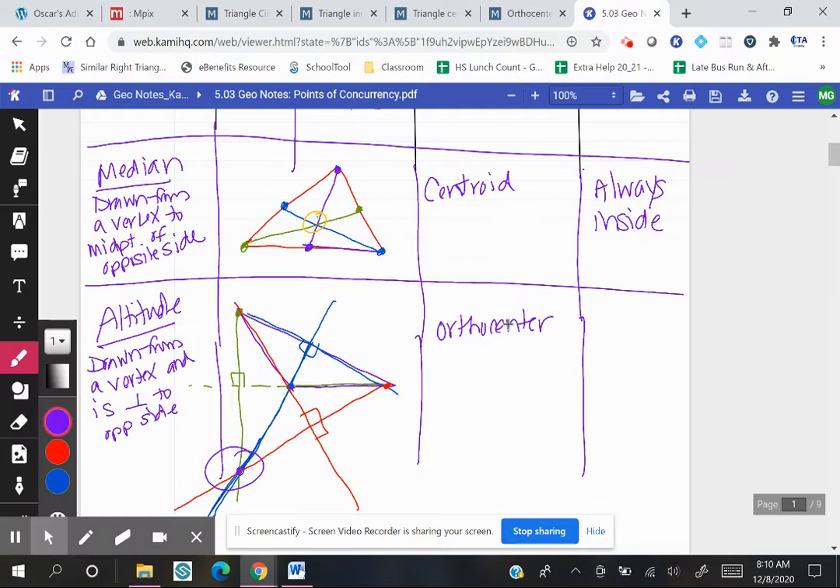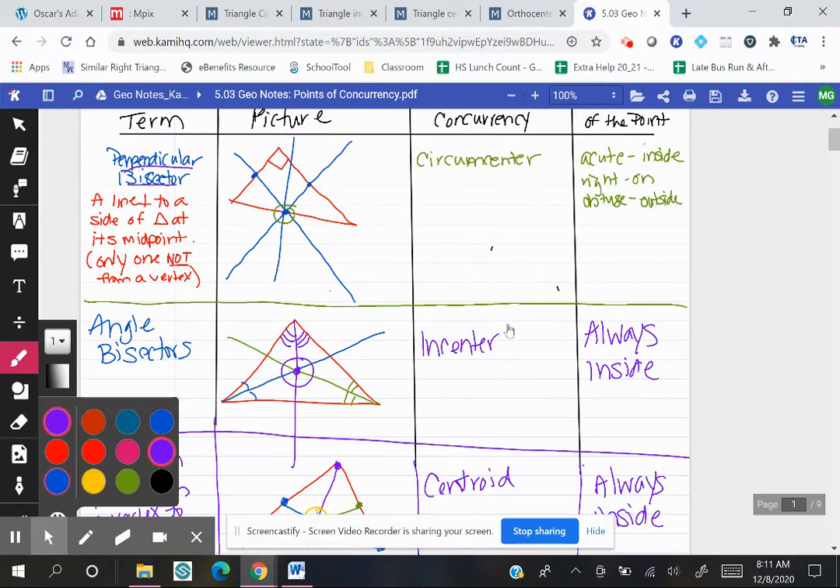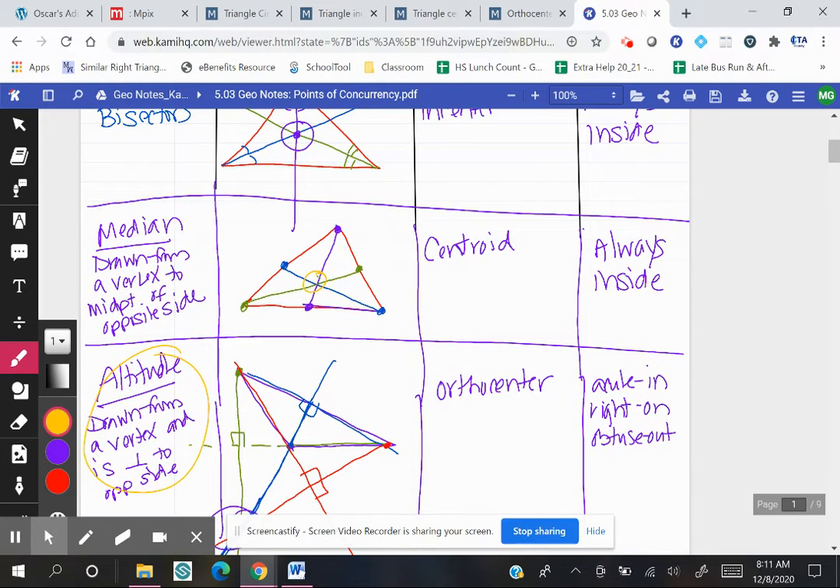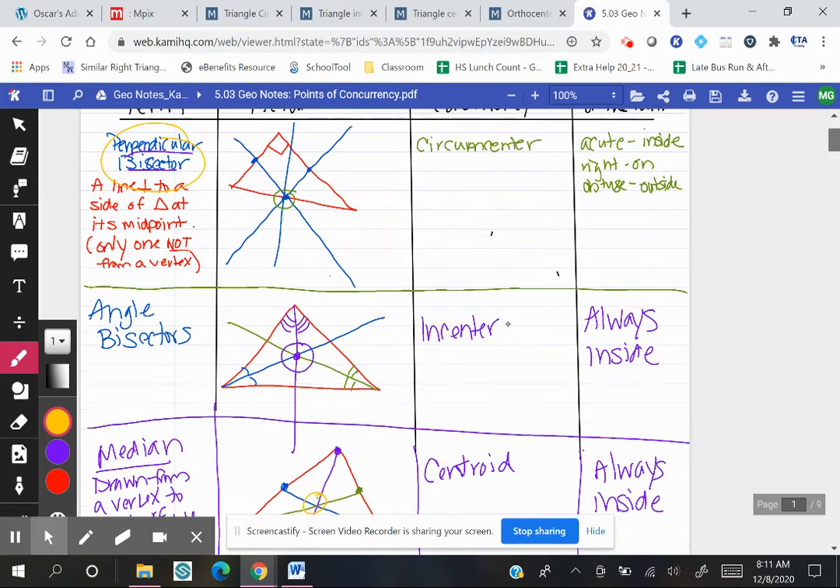So one way we remember that is the two lines that deal with being perpendicular. Those are the two where if it's acute, it's inside. If it's right, it's on. And if it's obtuse, it's outside. So the two lines that deal with perpendicular, again, are perpendicular bisectors and altitudes. Both include perpendicular lines, so both of them are going to be acute inside, right on, obtuse outside.